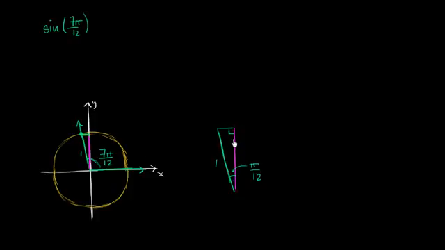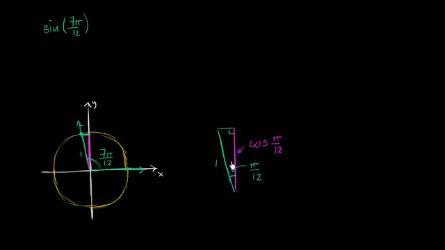Relative to this angle, this is the adjacent side. And so the cosine of pi over 12 is going to be this magenta side over 1, or you could just say it's equal to this magenta side. So you could say this is cosine of pi over 12. So we just figured out that sine of 7 pi over 12 is the same thing as cosine of pi over 12. But that still doesn't help me. I don't know offhand what the cosine of pi over 12 radians is without using a calculator.